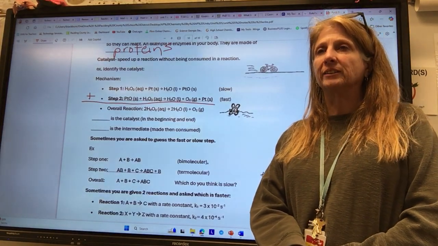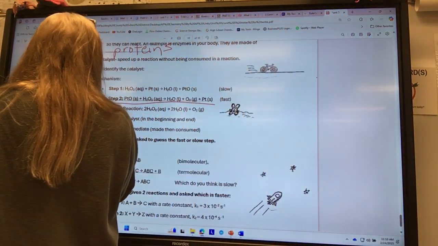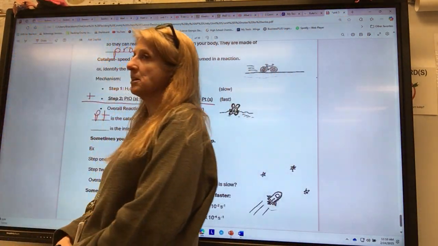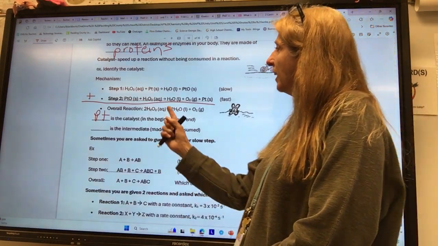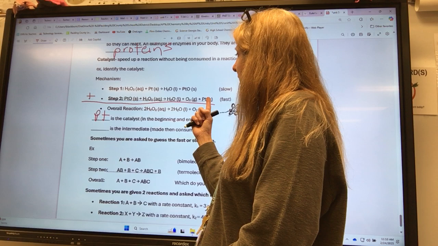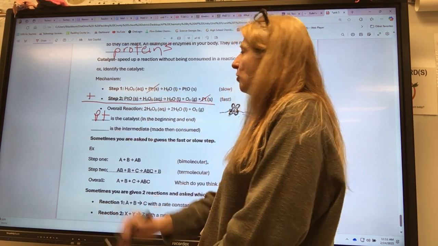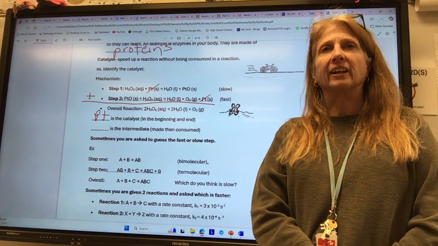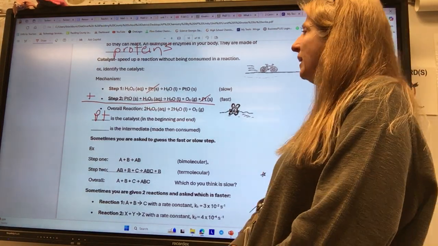What's the catalyst? What is it then, Sheila? Pt is the platinum. Platinum is often a catalyst. It's real common. So does everybody see how Sheila did that? Do you see how Pt's at the beginning and Pt's at the end, but they mark out and they are not in the overall equation? That is the catalyst.